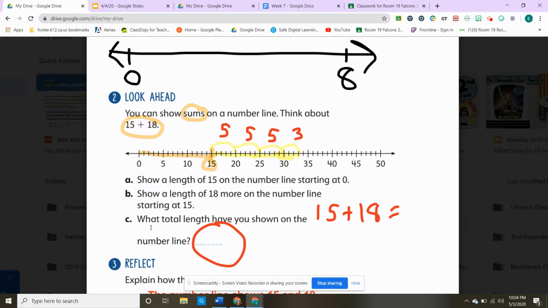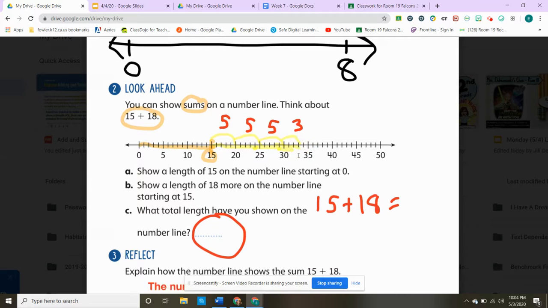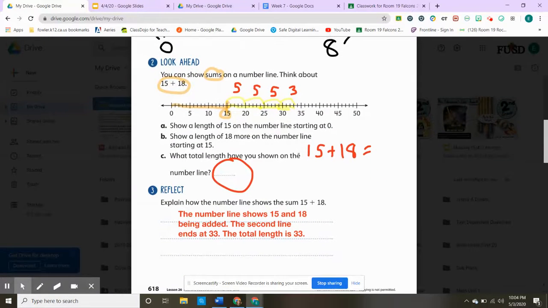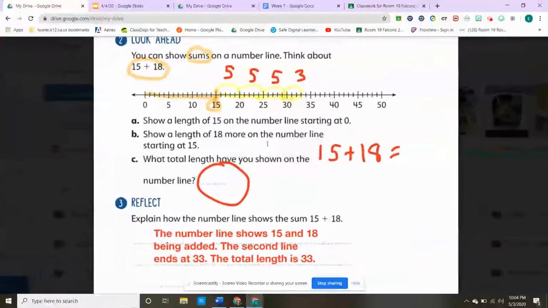It says, what total length have you shown on the number line? So I have my equation again. I had 15 and I added 18 more. It looks like I'm adding 30, 31, 32, 33. Okay, good job, my friends. I love how we followed directions on that one.